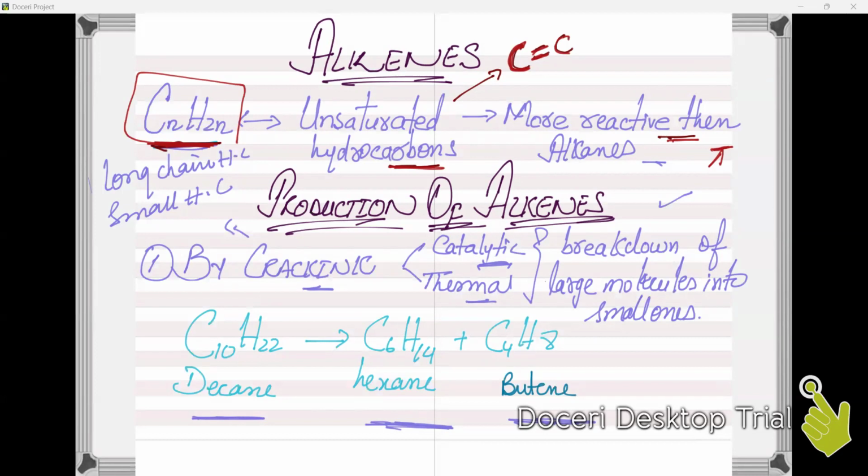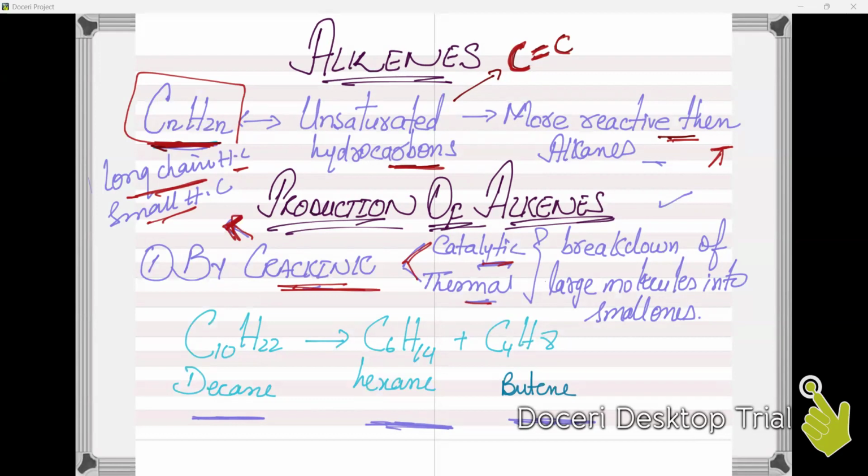So there are methods of producing alkenes. For example, the first method is by cracking, and we are doing the cracking of what? We are basically breaking down the long chain hydrocarbons into small chain hydrocarbons. The HC stands for the hydrocarbons. The cracking can be of two types. Either it is catalytic cracking or thermal cracking.